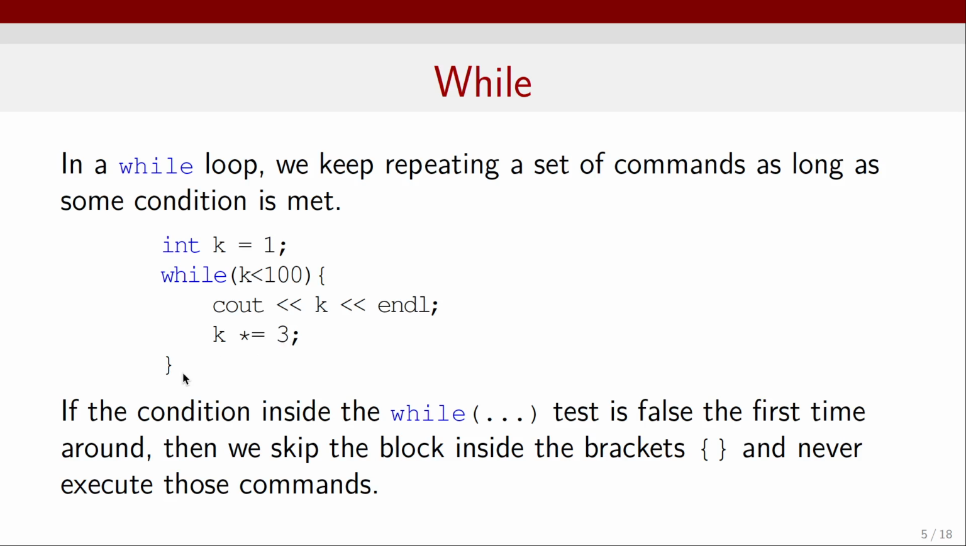So if the condition inside the while statement here, the test k lower than 100, if this is false the first time around, then we skip the block inside the braces and never execute those commands. If this test is true, then we keep executing those commands until this test becomes false, and then we stop and we skip the commands and keep going to the rest of the code.